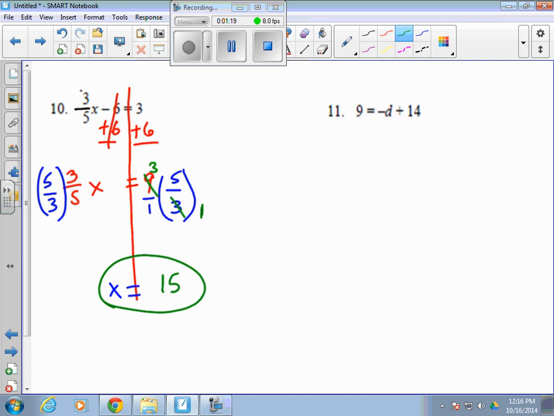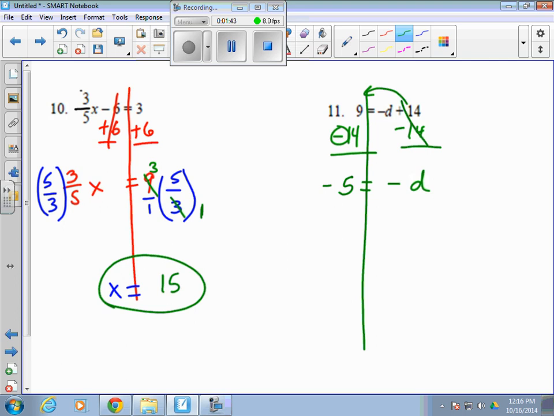Number 11 says 9 equals negative d plus 14. Undo the plus 14 by subtracting it. Again, if you have to draw a line, do that. Minus 14, if you do it to the right, do it to the left. Positive 9 minus 14, subtract the absolute values. 14 and 9 gives you 5. This is the larger absolute value, so it stays as negative 5. But you don't have equals d. You have equals negative d, because this part cancels out. That acts just like negative 1 right in front of d, or negative 1 times d.